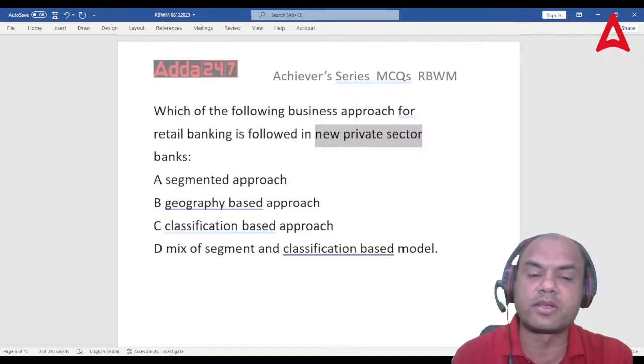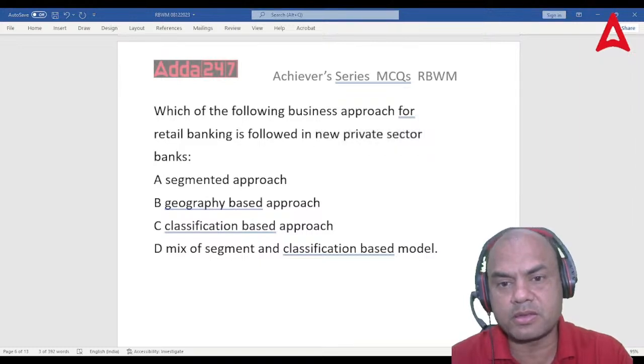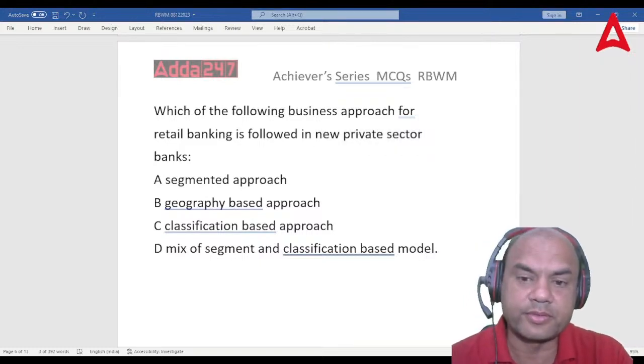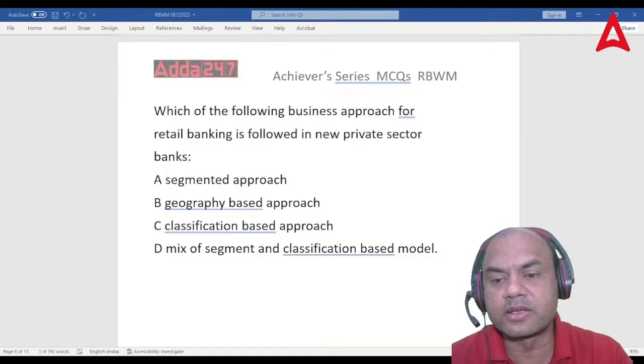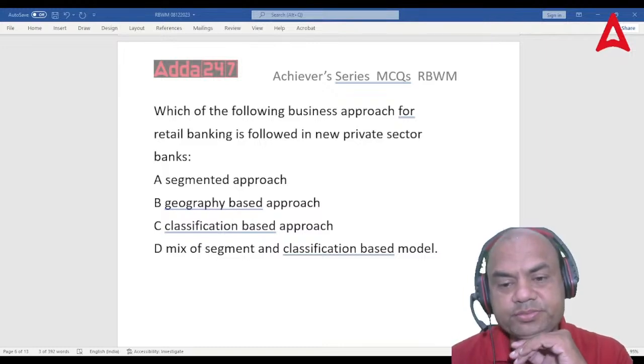So what should be the answer over here? Is it segmented? Do they have NRI branches, MSME branches? Do they have classification based, meaning rural, semi-urban? What do they have? Think over it, everyone. What should be the answer for this?